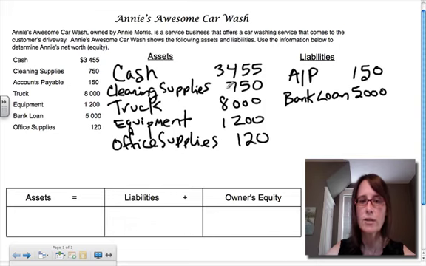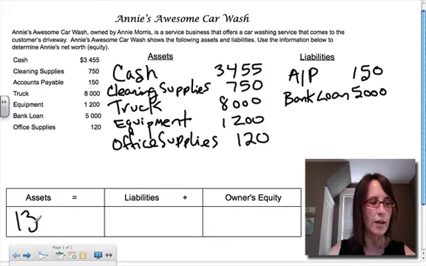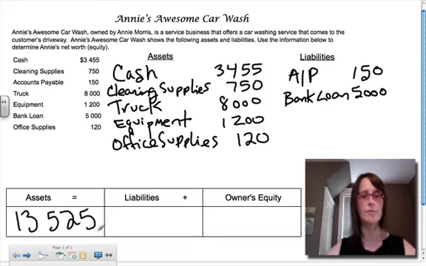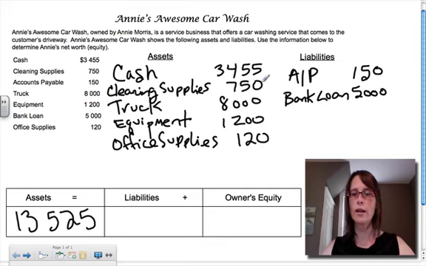Now what you need to do is add up all of the assets, so add up all of these items, and put your total in under the assets column here. And if you've added them up, you should have determined that the assets are valued at $13,525.